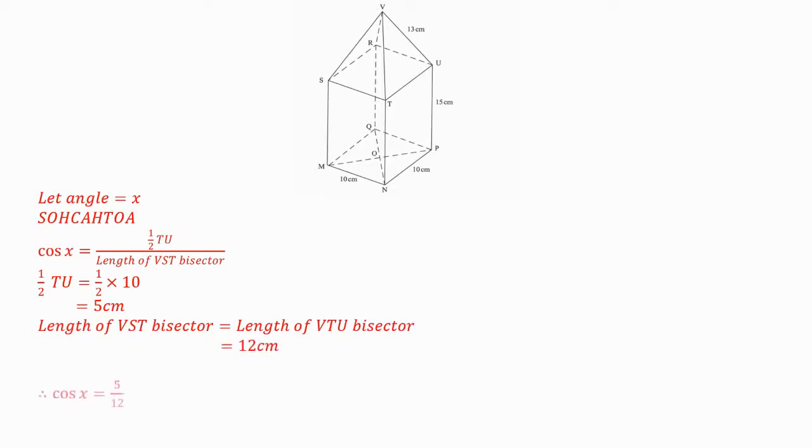So for our angle X, if we use cosine, we have the adjacent as 5 centimeters and the hypotenuse as 12 centimeters. So cos X is equal to 5 over 12, which is equal to 0.4167. So X will be the inverse cosine of 0.4167, which is equal to 65.38 degrees to 2 decimal places.